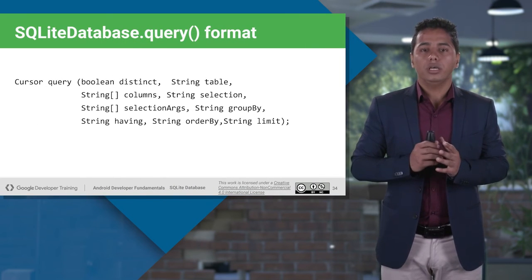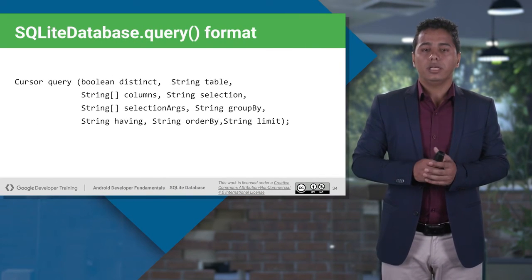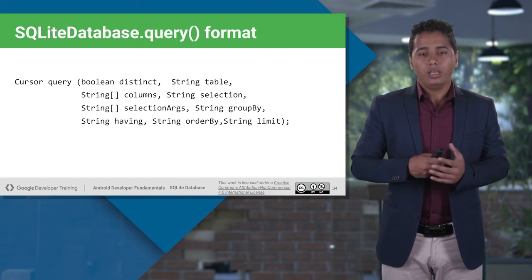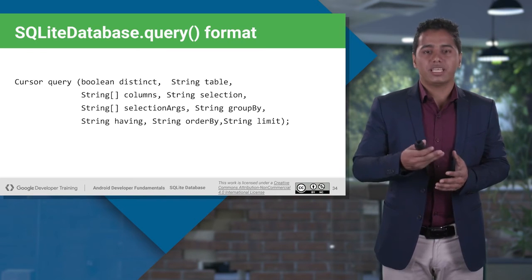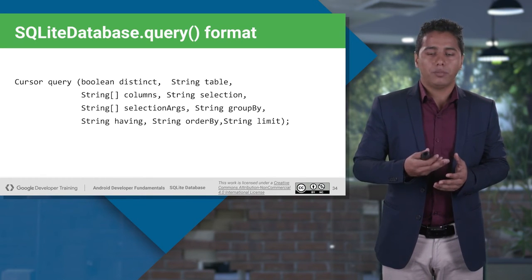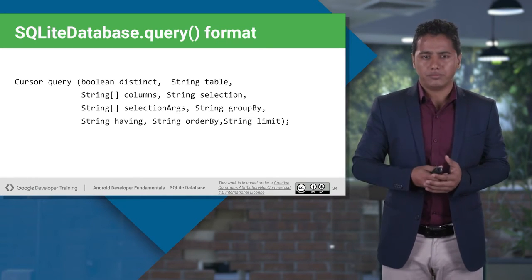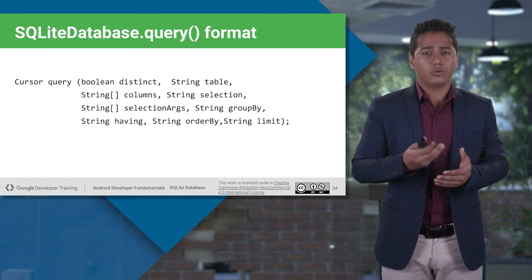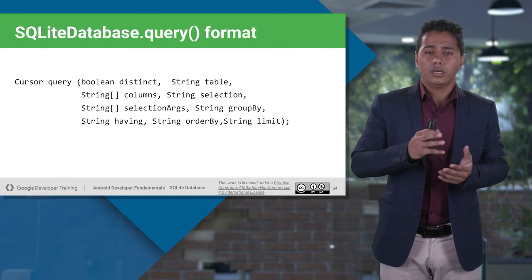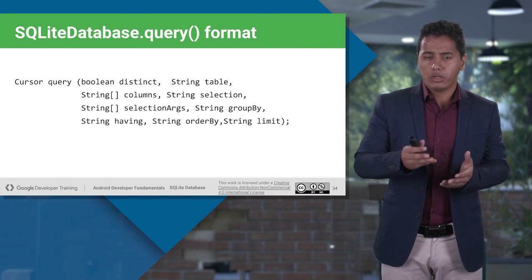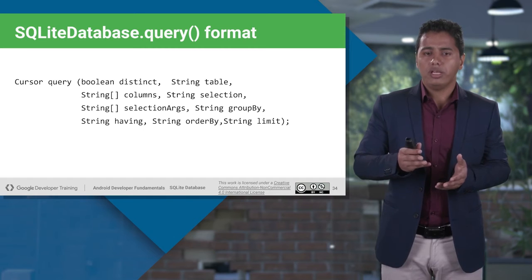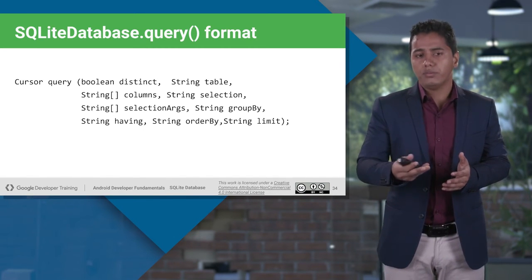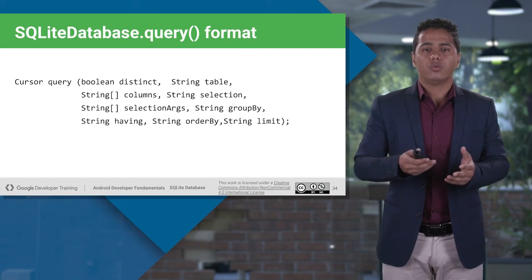Now let's just talk about the query method. In query method, you don't even have to remember the SQL query. All the values you will be passing as the parameter. For example, let's say you want to update a particular table, you will be passing the table name. You want to get the particular columns, you will be passing the columns name also. And if you want to put the where queries, where values, then you can pass the selection also and selection arguments. And if you want to group them in group by or order them, all those values you can pass here.